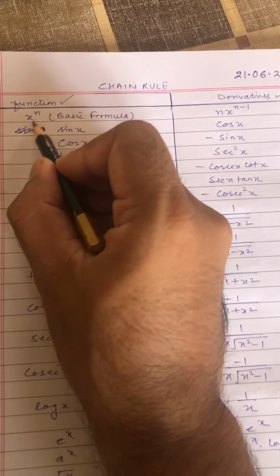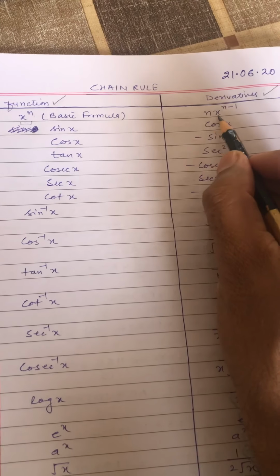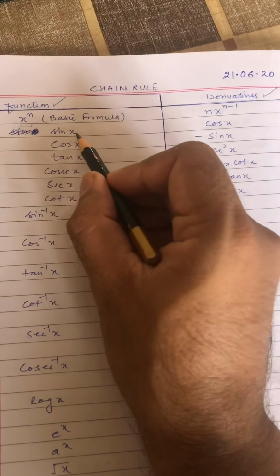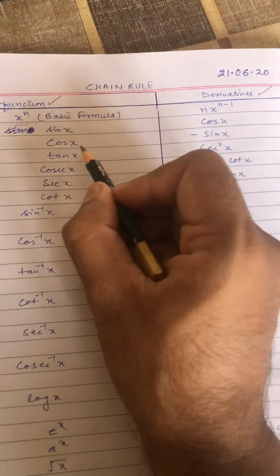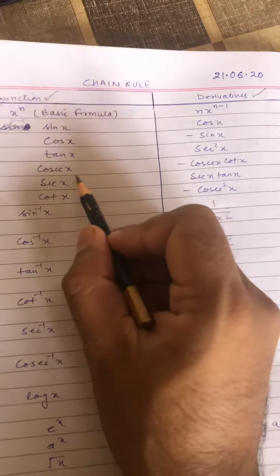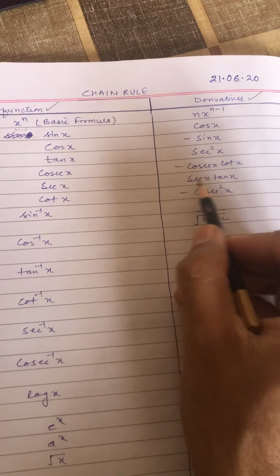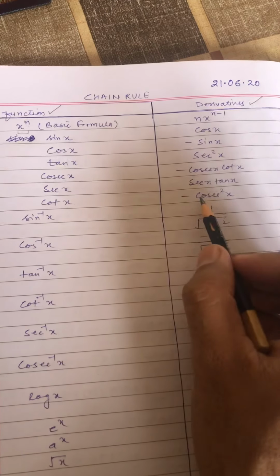So first is x to the power n. Differentiation of x to the power n is n x to the power n minus 1. Then differentiation of sin x is cos x. Cos x is minus sin x. Tan x is sec square x. Cosec x is minus cosec x cot x. Sec x is sec x tan x. Cot x is minus cosec square x.